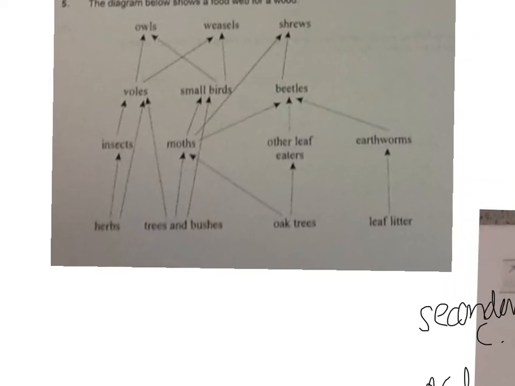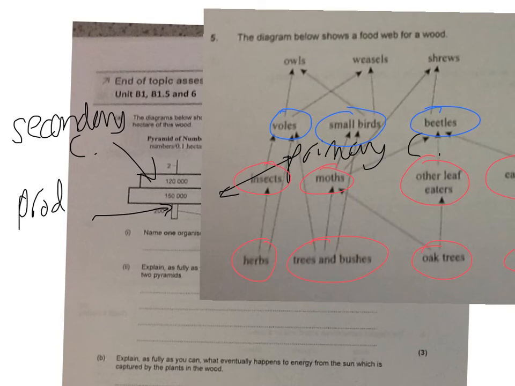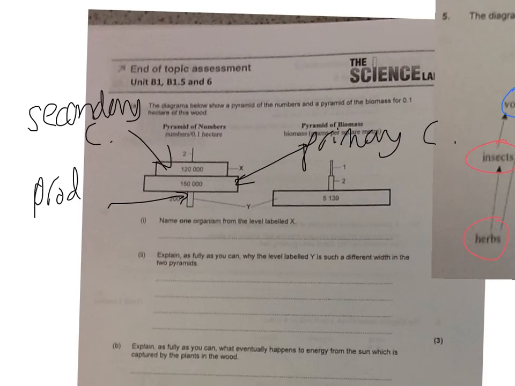We can see that we have got at the bottom of our food web all the different producers. And remember, your producers are your plants. Okay? Primary consumers, the insects, moths, other leaf eaters and earthworms. Which means that our secondary consumers, which are what we're looking for, you could have said voles, small birds or beetles for the mark there. Okay? So any of those points, voles, small birds or beetles for part 1.